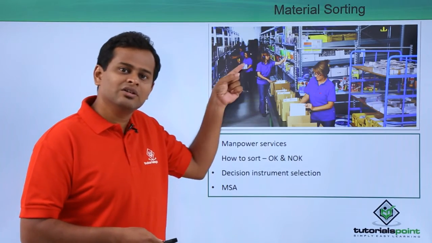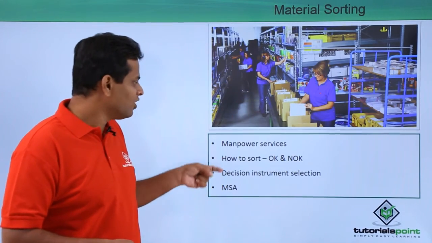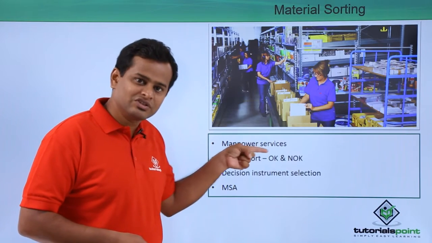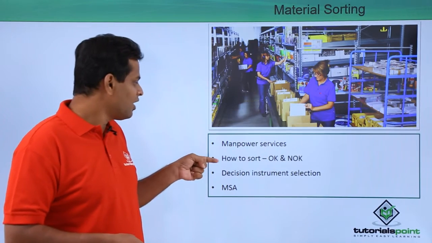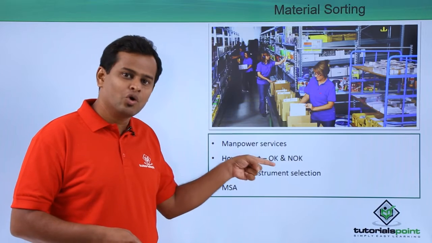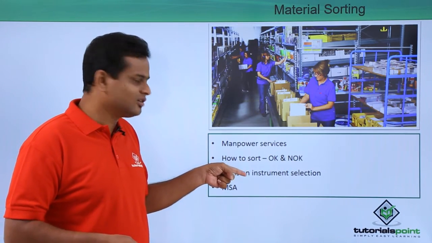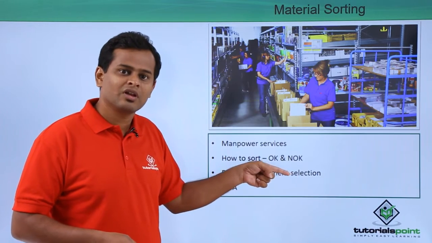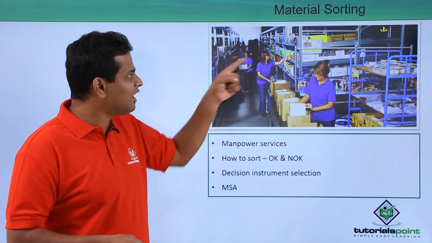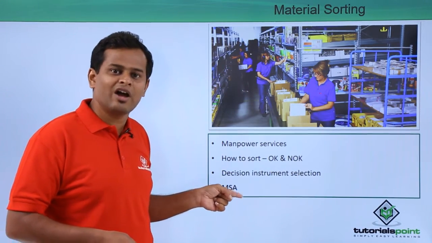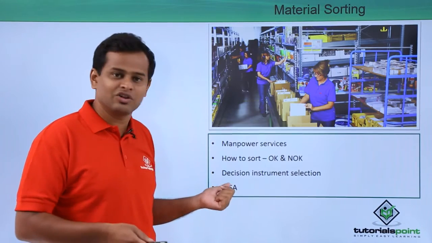We will be understanding material sorting here, where manpower services are put in place, and they will be sorting the components as OK and NOK. The decision will be taken based on an instrument, and whatever instrument they use needs to have measurement system analysis reports.